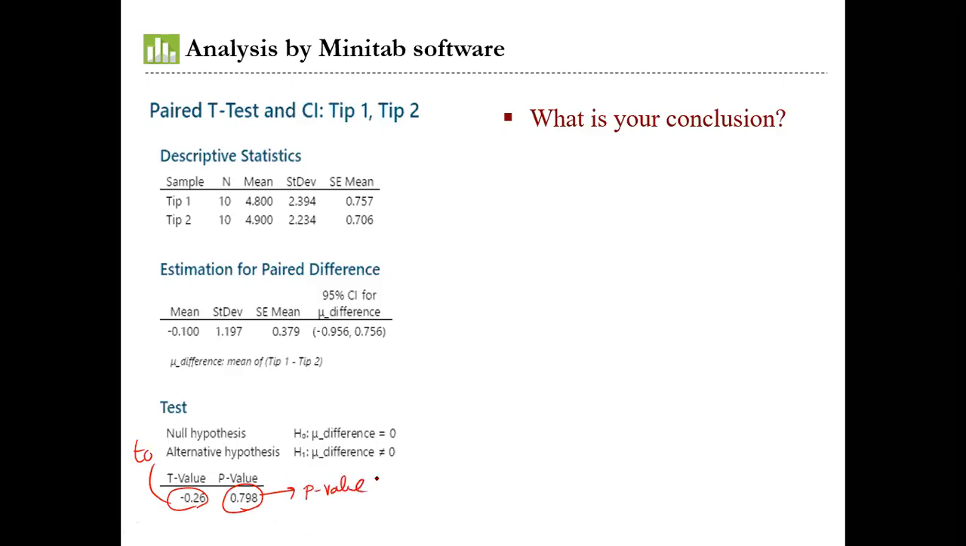Our P value is very close to this one also. Ours is 0.8 from the applet. There are some differences because of approximation. So again, we fail to reject H0. The mu difference is 0, mu difference is not 0. So we fail to reject this. So the conclusion is the two tips are the same in terms of hardness.